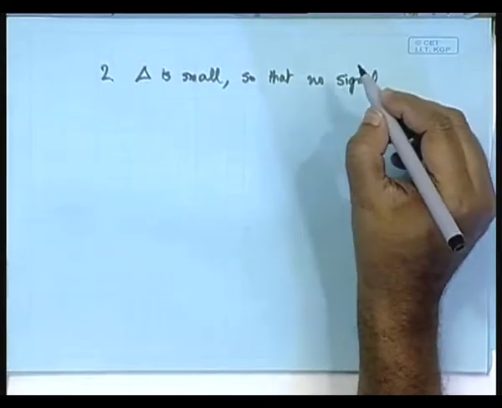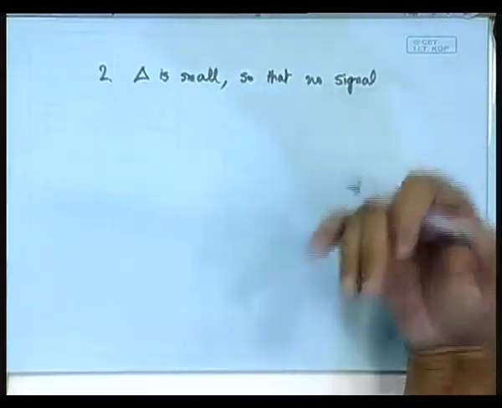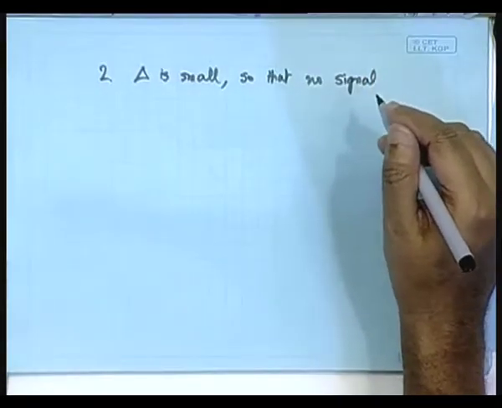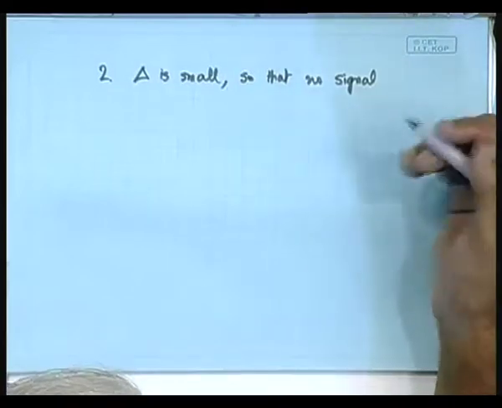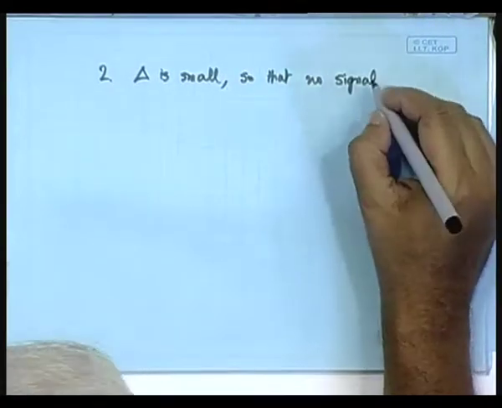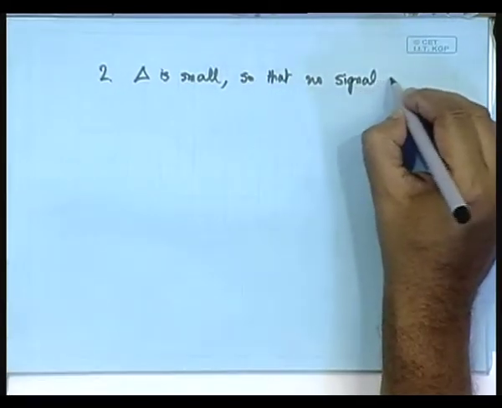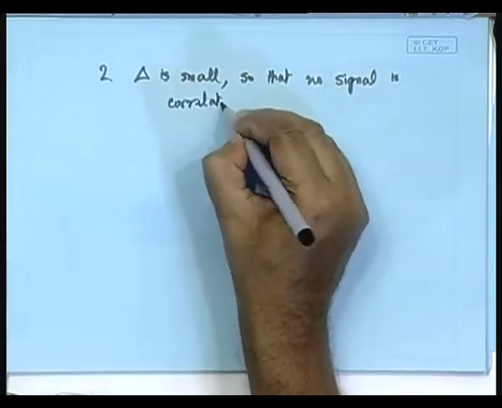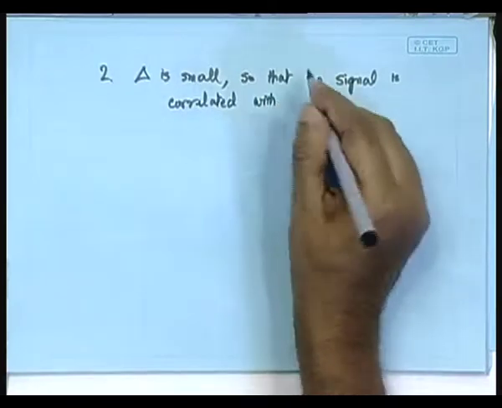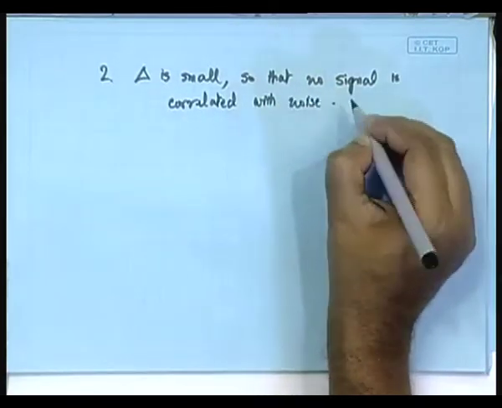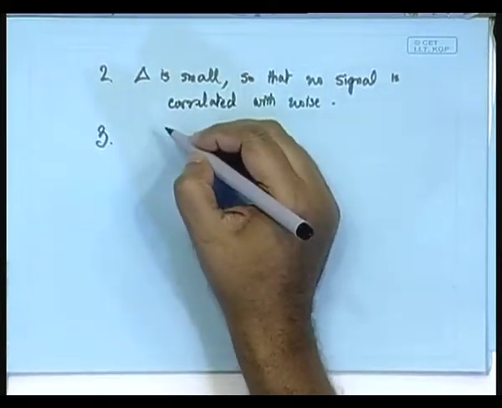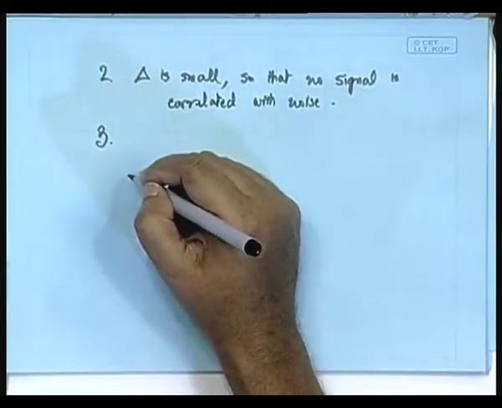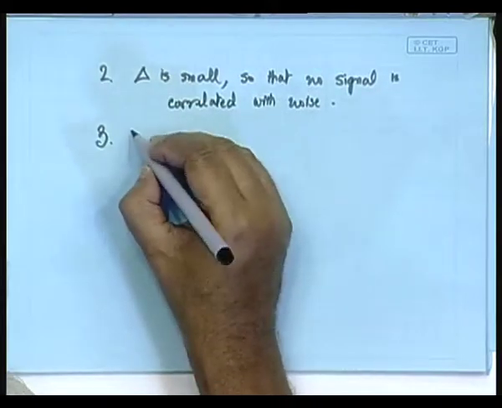In fact, for large delta, that is what you are going to have. If you have a very large step size, then your quantization error simply follows your signal. So, the noise and the signal get correlated with each other. So, if delta is small, no signal is correlated with noise. And the third assumption is that the range of the quantizer is set so as to match the peak to peak range of the signal.